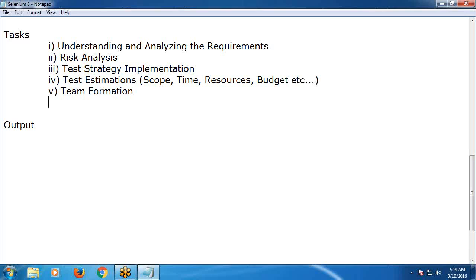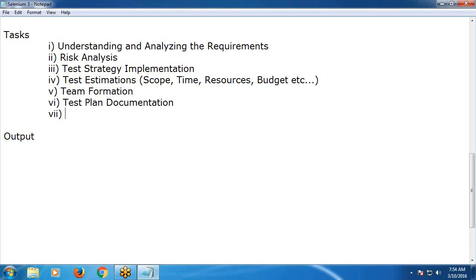Next, test plan documentation. See, documenting the test plan. In the test plan, you can find exit criteria, entry criteria, suspension criteria, roles and responsibilities, schedule, etc.